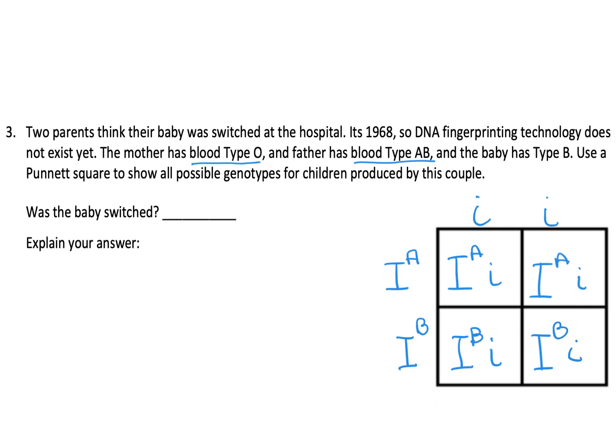Okay, here we have our results. And so we see, based on the parents that we were provided, that we could have a baby with type A or a baby with type B. And the baby in question has type B. So was the baby switched? Well, we're not 100% sure, but probably not. And we say probably not because, again, we're not 100% sure, but there is a possibility that these could be this baby's parents.